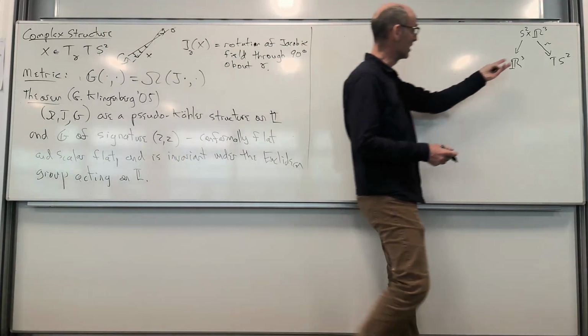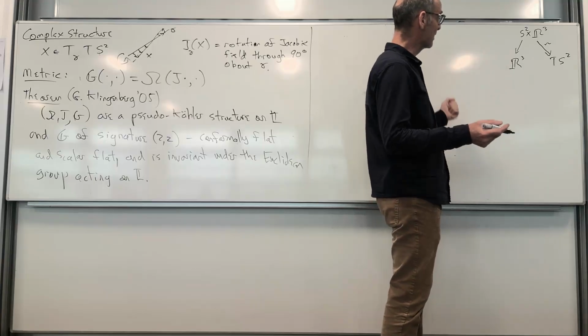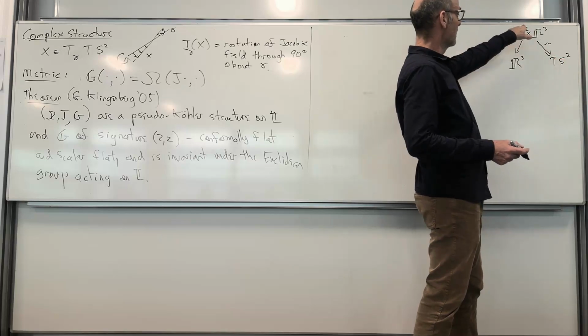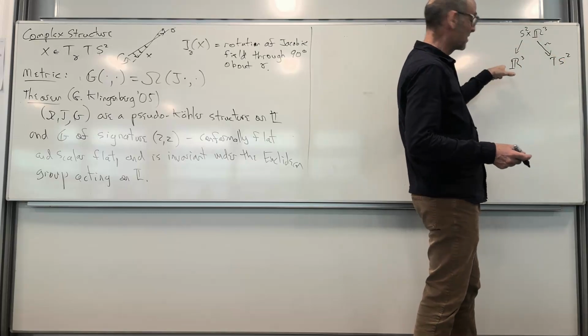Okay, so this is sometimes called the mini-twistor correspondence. It's useful in some ways: if you take a point in TS2 and pull it back with the inverse of this map and then project it down, you get a straight line.